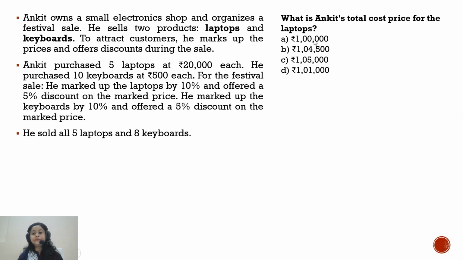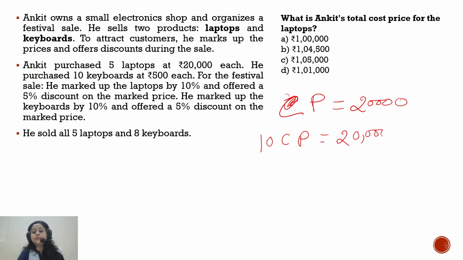And the final question, what is Ankit's total cost price for the laptop? So it is very easy. For each laptop, cost price is 20,000, right? So for the laptops, what will be the cost price? Obviously 20,000 into 5, as he has purchased 5 laptops, so the cost price is 20,000 into 5, which is nothing but 1 lakh. So option A will be the answer.